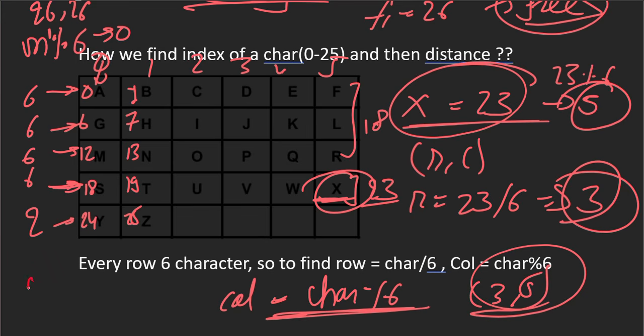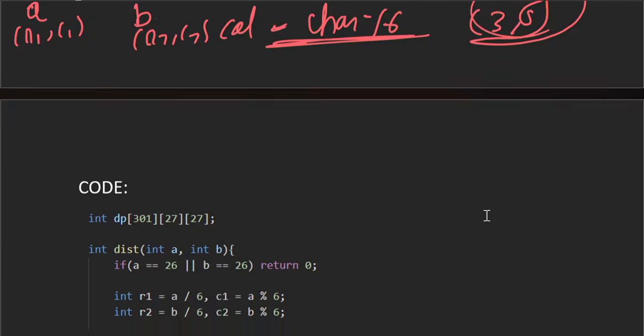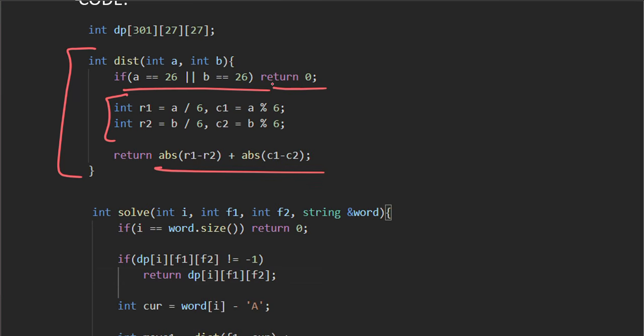So this way, suppose you have to find the distance between two characters a and b, then we find r1 comma c1, r2 comma c2, and then use the formula mod of r1 minus r2 plus mod of c1 minus c2. That will be the distance to move our finger from character a to character b. So let's see the code of the recursive with memoization. This is our distance function, which I already told you. If both fingers are free, then the cost is 0. Else we find the row and column of both the fingers and then return the distance.